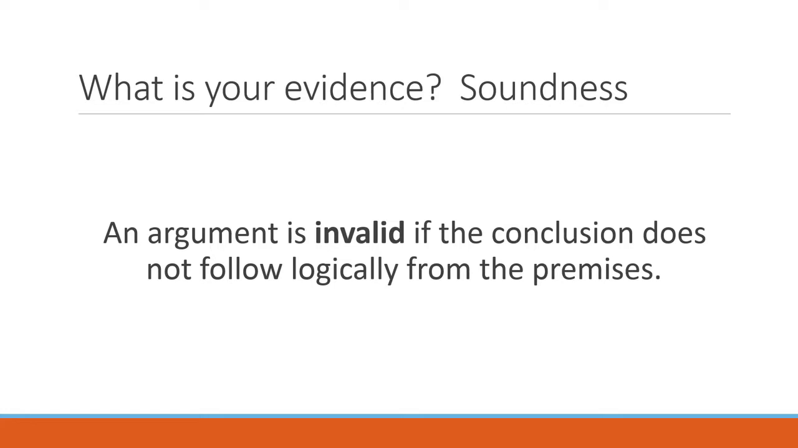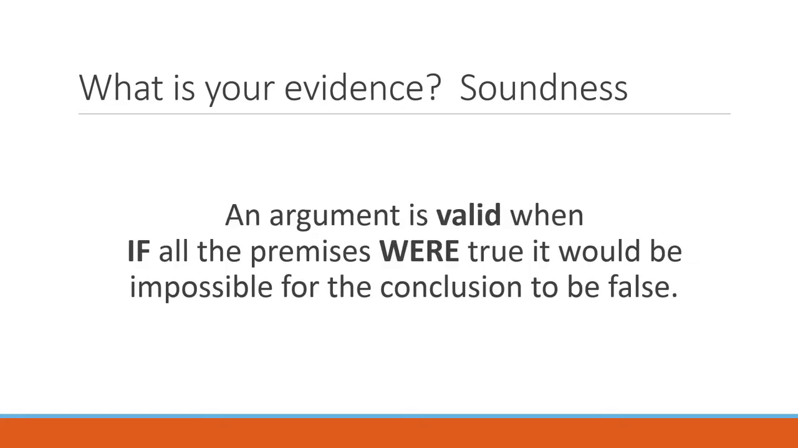But how do we know if the conclusion follows from the premises, if the premises really do imply the conclusion? Here's the test. Here's how we know if it follows. An argument is valid when, if all the premises were true, it would be impossible for the conclusion to be false. An argument is valid when, suppose that the premises were true, the conclusion would also have to be true.